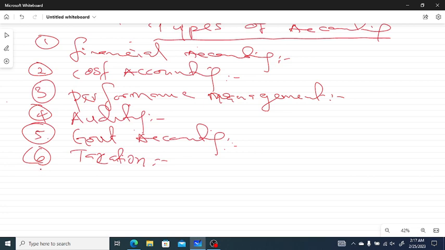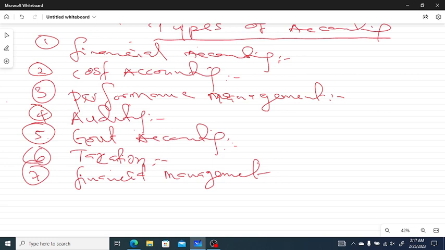We have number 7. This number 7 is financial management. This financial management is the process by which the resources of an organization are efficiently and effectively procured, utilized, and accounted for by the owners of the business in such a way as to maximize the wealth of the owners.